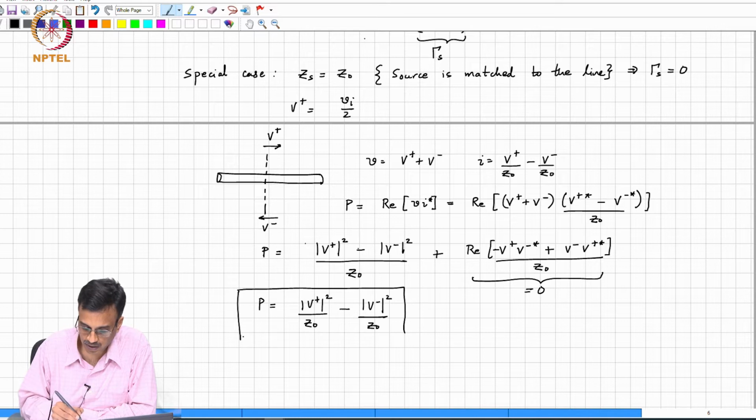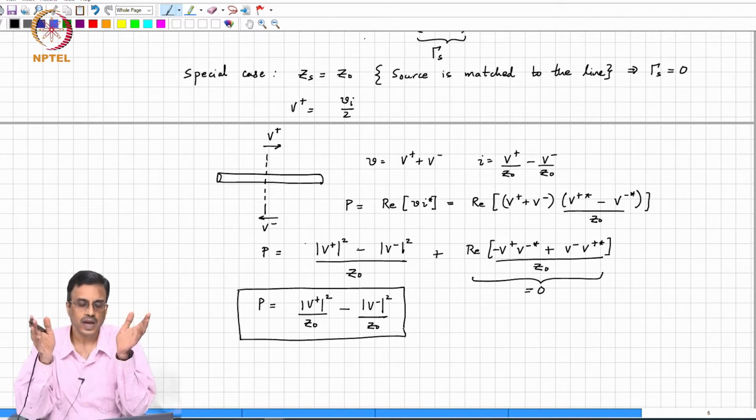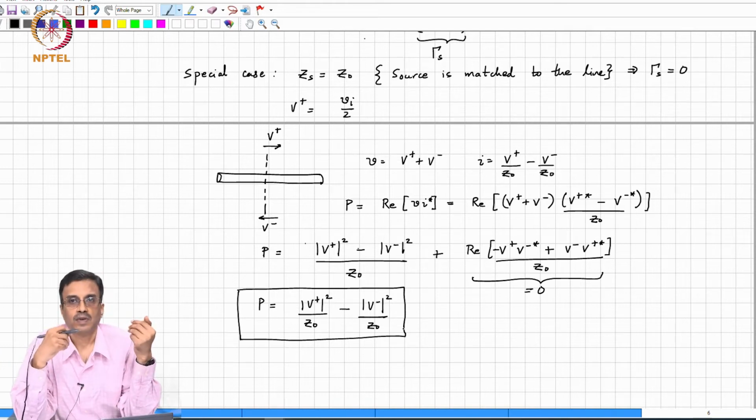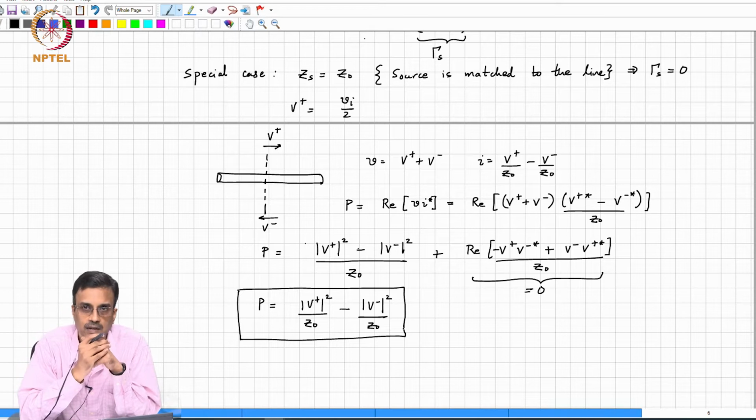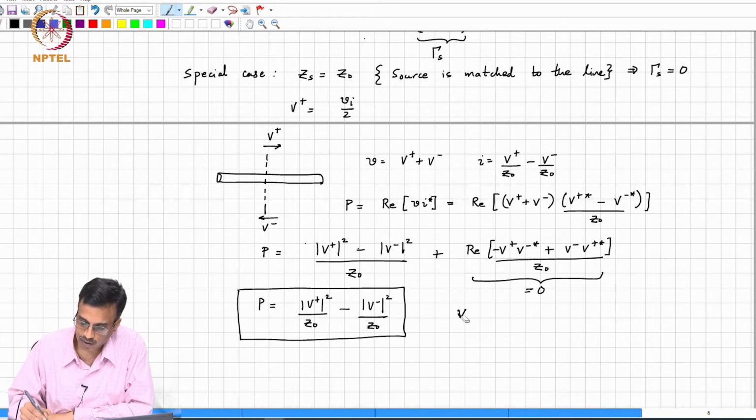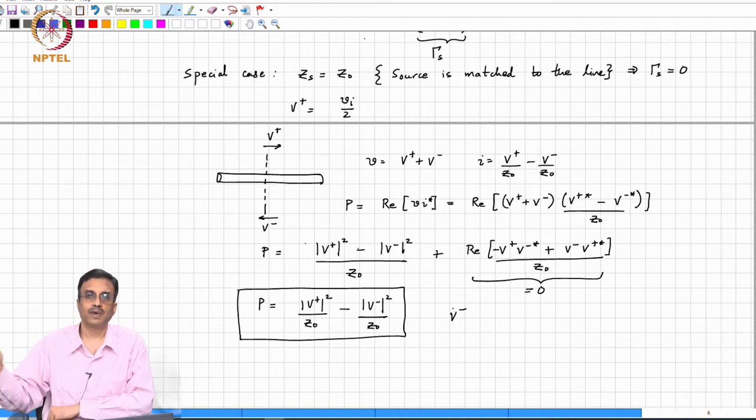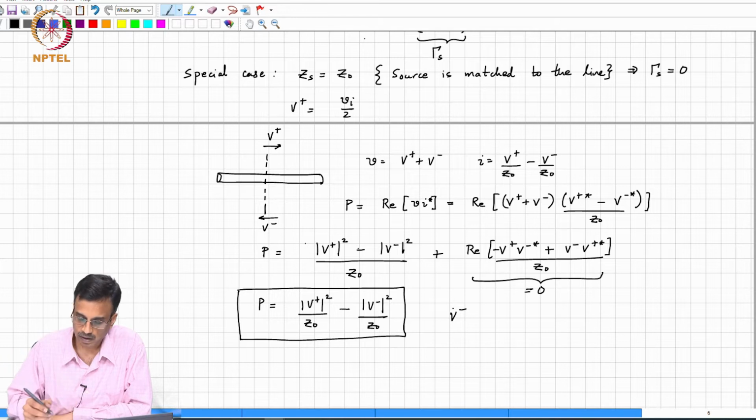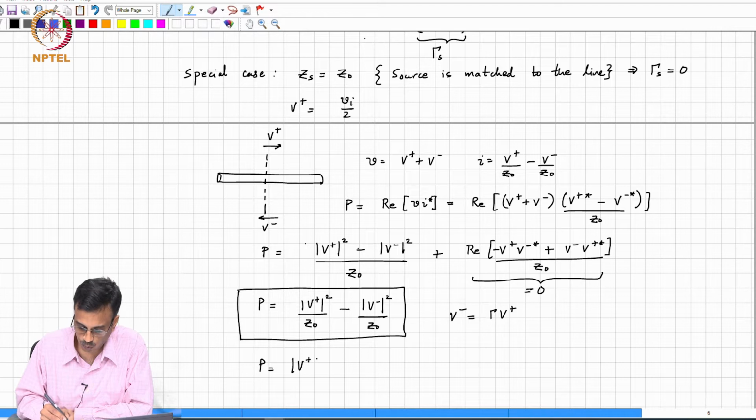So one way you can interpret this equation is to say that you can think of power going towards the right, and that's given by V plus square by Z naught, and power coming back, getting reflected by whatever is there on the right side, on the load side. And so we know that if the line is terminated somewhere with some ZL, V minus is nothing but gamma times V plus, and therefore the power is nothing but V plus the whole square by Z naught times 1 minus mod gamma the whole square.